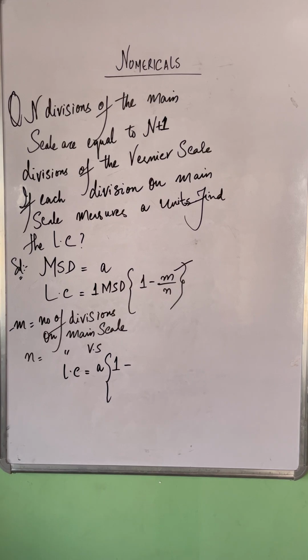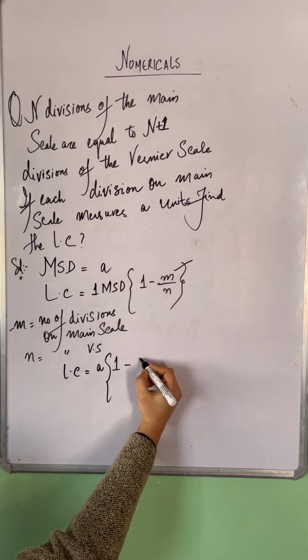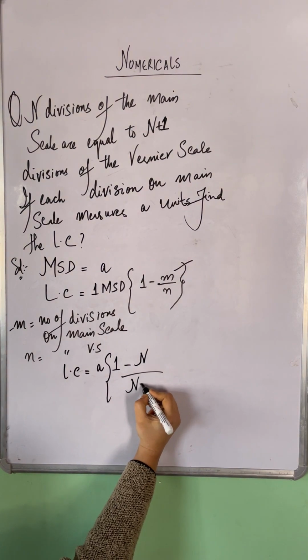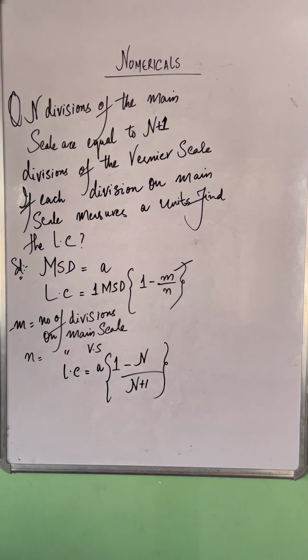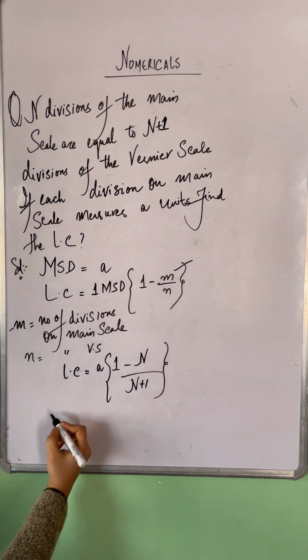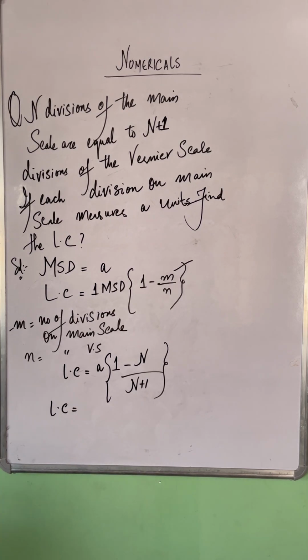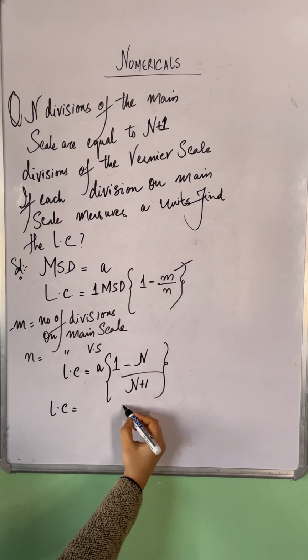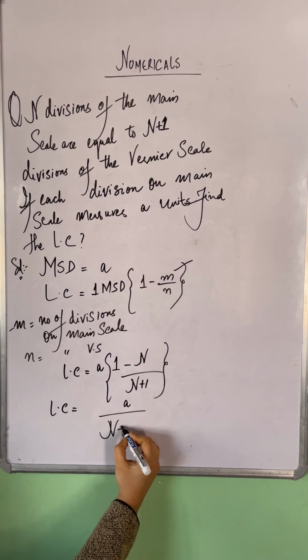What is my M? In divisions of main scale. Capital N is the number of divisions on the main scale, and here in this case it says N divisions of main scale is equal to N plus 1 divisions on the vernier scale. So my M is capital N and my N is N plus 1. My least count by calculations comes equal to A by N plus 1.